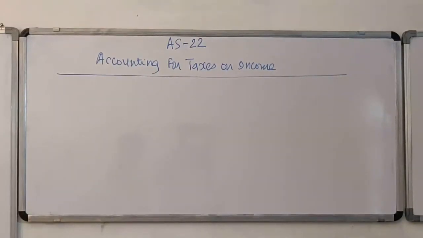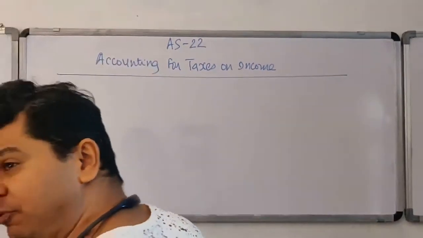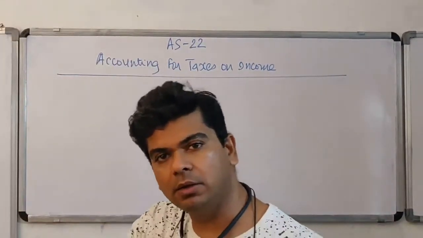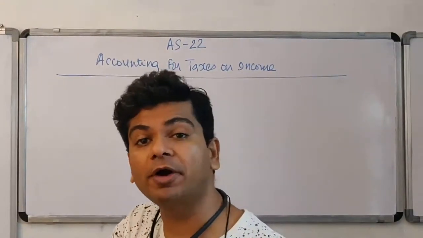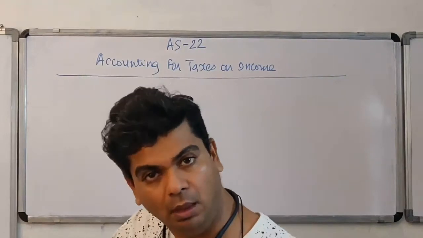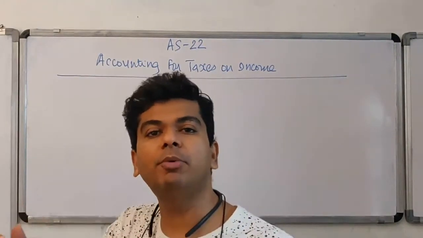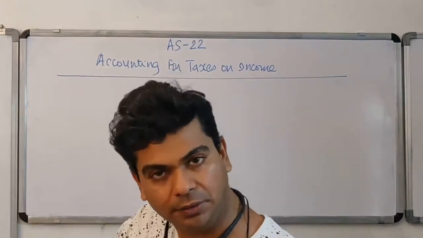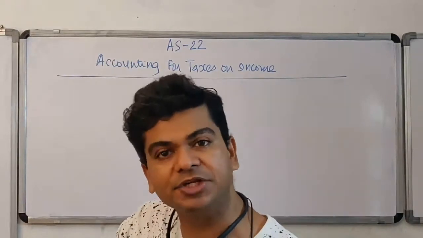AS 22, Accounting for Taxes on Income. Perhaps we will not need this accounting standard if what we are doing in our accounting books and what is allowed for tax is the same. But we know it is not so. What we do in our accounting books is based on accounting standards, and what is allowed for income tax is based on the taxation law.